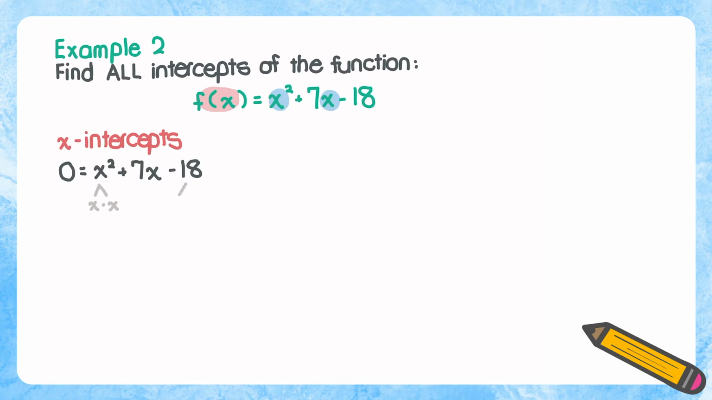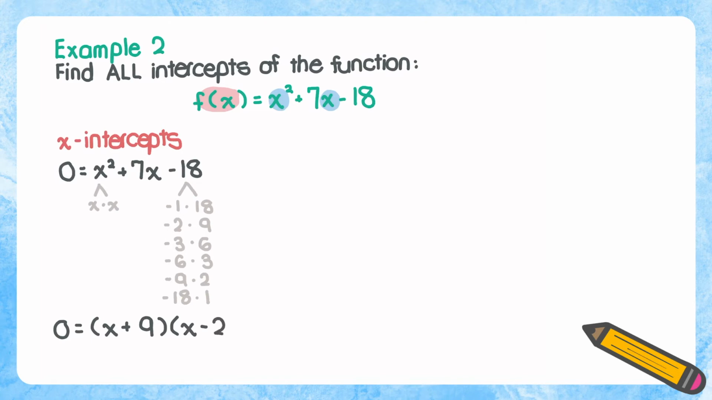X squared breaks down to x times x. And to get negative 18, there's actually quite a few factor pairs, so I'm just going to list them out. Again, if you have questions on how we got through this part, just let us know. And when you choose factor pairs, it might be a trial and error process, but don't worry. Okay, so I'm going to try 0 equals, let's see, x plus 9 times x minus 2. And let's make sure this is correct.